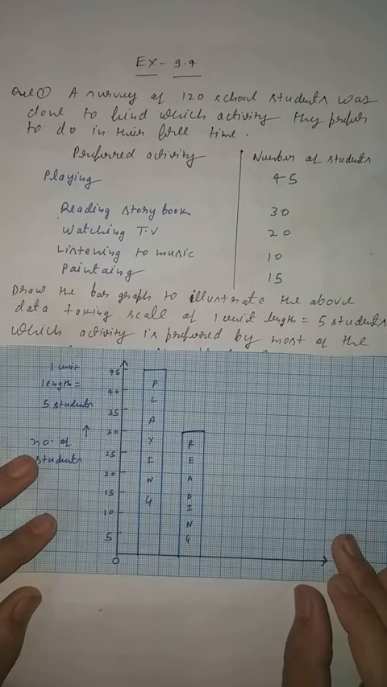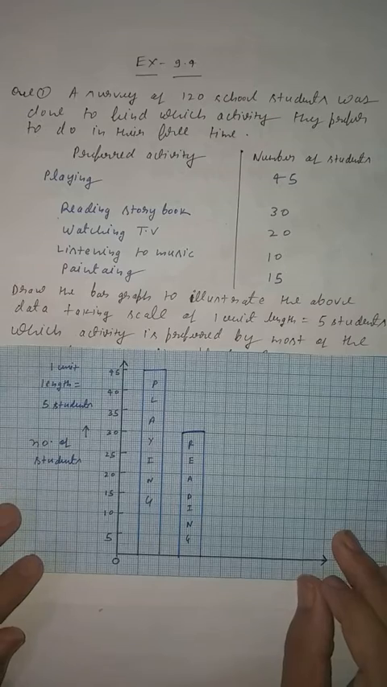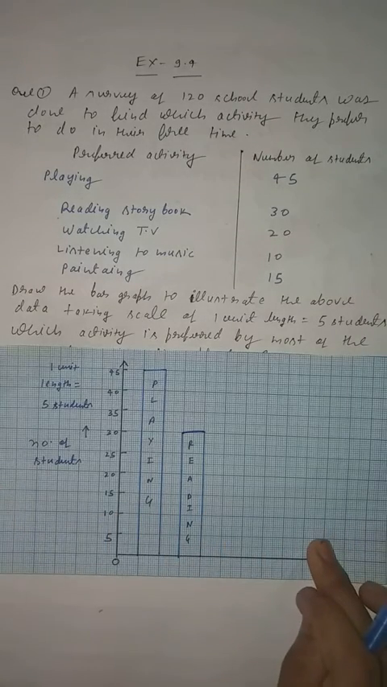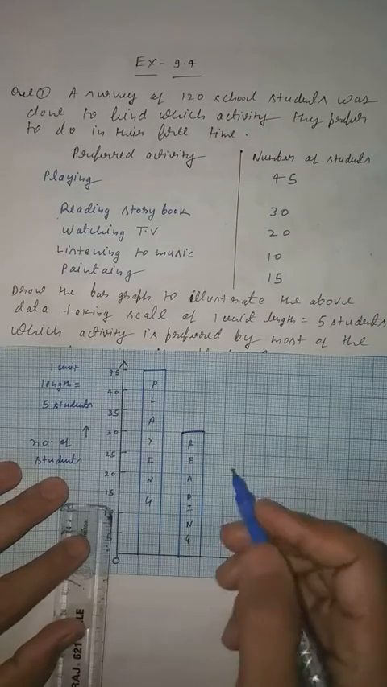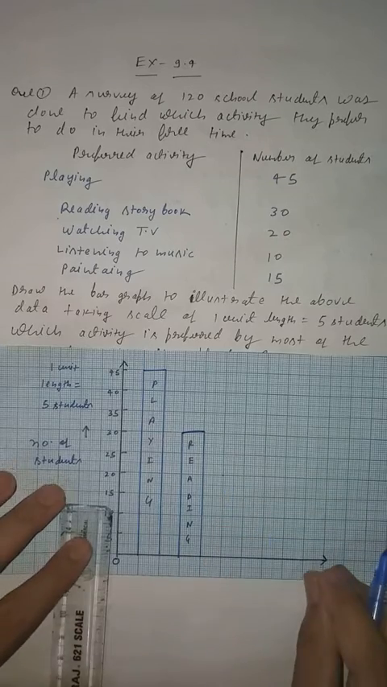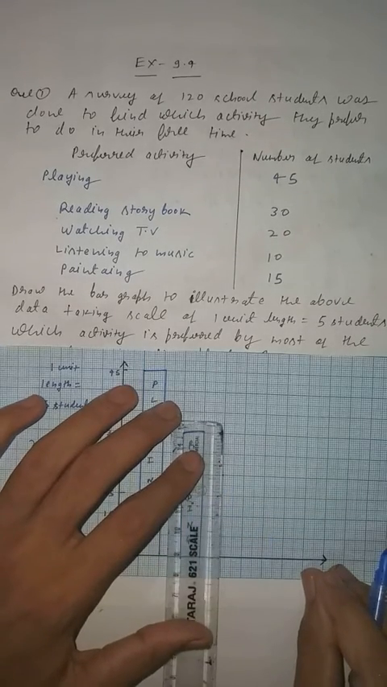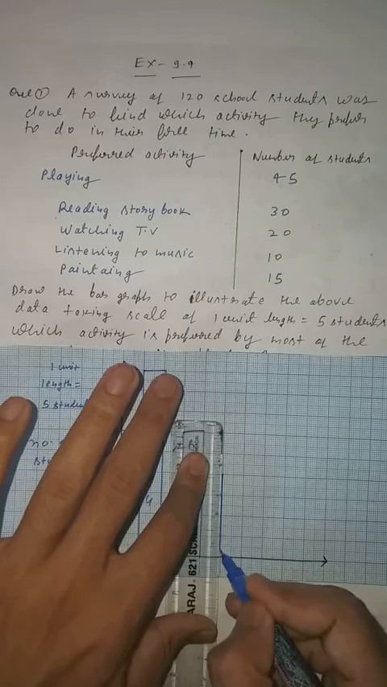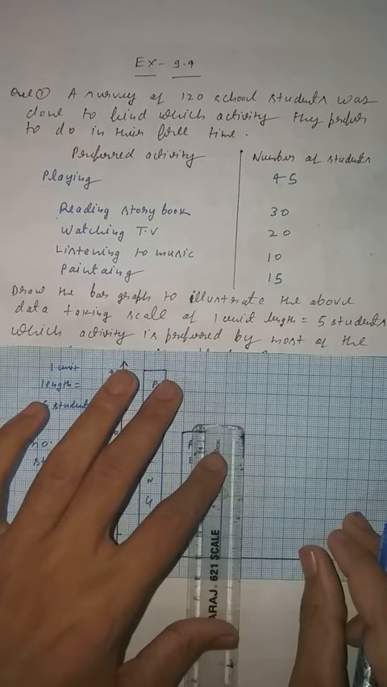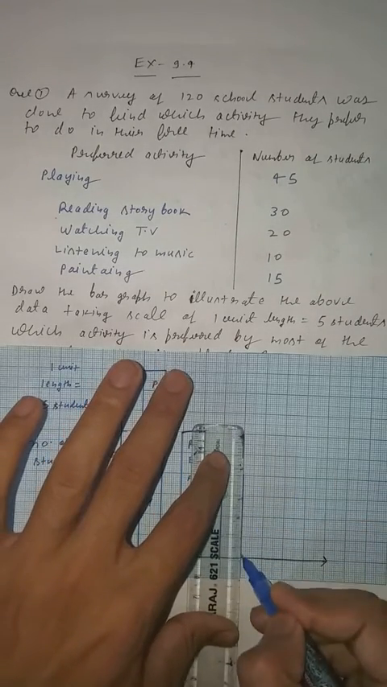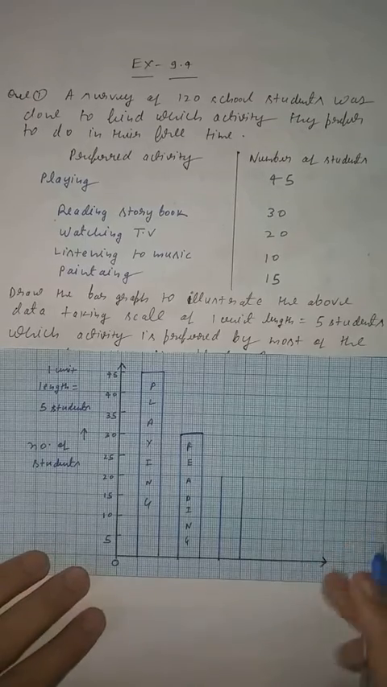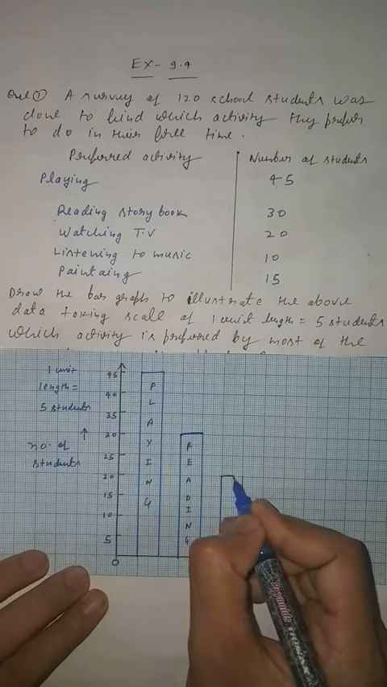Next is given watching TV. So watching TV is what, student? How many students are there? 20. So where is 20, student? Here is 20. Clear? So here your bar graph should be from 0 to 20. Very easy this is. When you draw the bar graph, you can draw it easily. Yes, students?